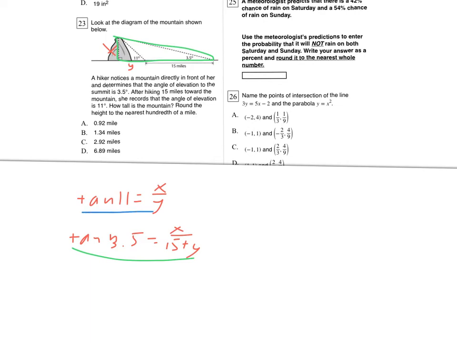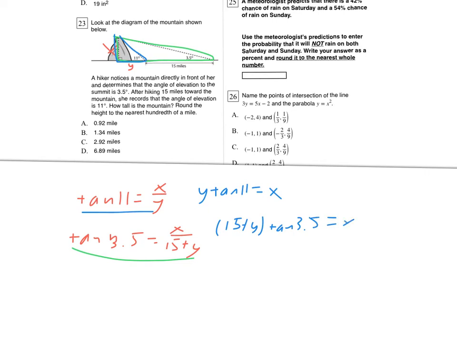And then this one right here, tan 11 equals x over y, is this blue triangle. Okay, so ultimately I'm looking for x here. So what I'm going to do is do this as a system of equations. I'm going to isolate x in both of these. So I'm going to say y times tangent of 11 equals x. And then over here, I'm going to say 15 plus y times tan of 3.5 equals x.